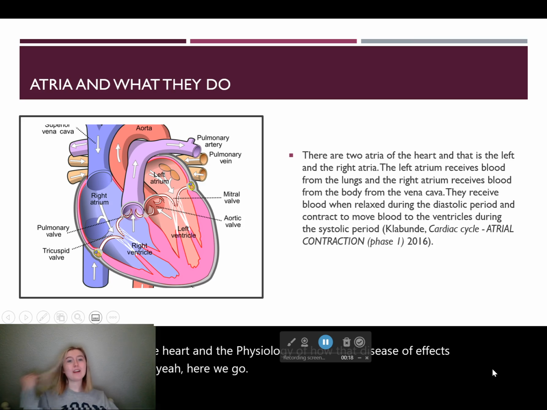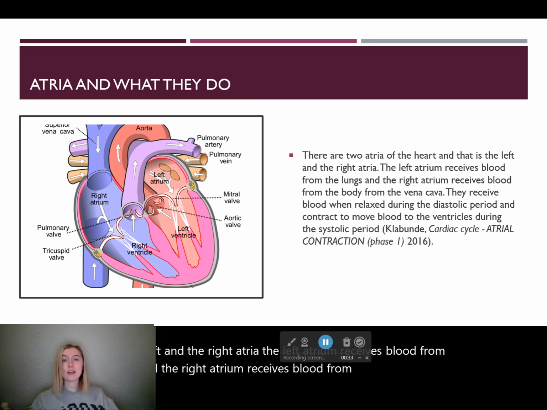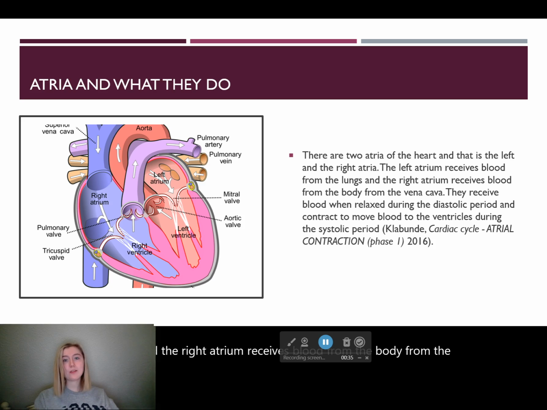So, atria and what they do. There are two atria of the heart, the left and the right atria. The left atrium receives blood from the lungs, and the right atrium receives blood from the body, from the vena cava. They receive blood when relaxed during the diastolic period and contract to move blood into the ventricles during the systolic period.